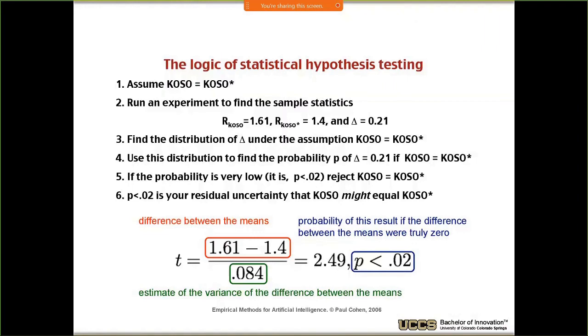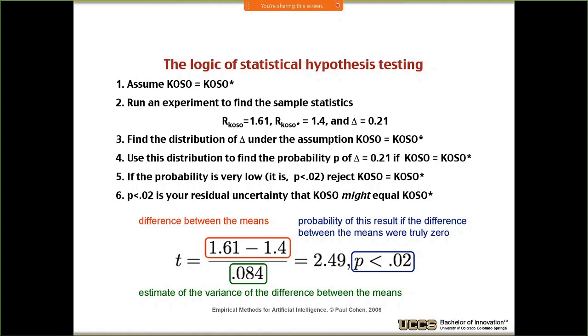We'll have a whole other lecture on the general set of statistics. So if I'm now back to my hypothesis, I'm going to assume that COSO and COSO star are the same, which is the classic. We actually assume the opposite and prove it's not true. So I'm going to run an experiment to run these simple statistics.